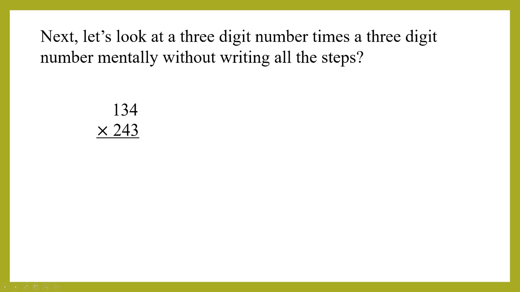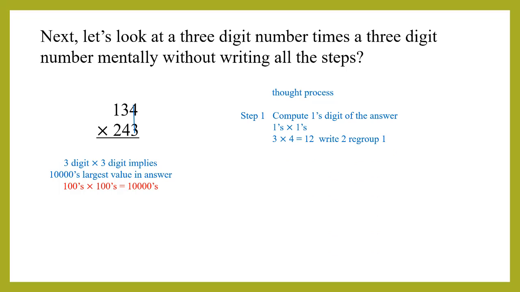Okay, so next, let's look at 3-digit number times a 3-digit number. So again, 3 digits times 3 digits implies 10 thousandths is the largest value in the answer this time, because hundreds times hundreds is 10 thousandths. So we start off the same way. Step 1, compute the ones digit of the answer. Ones times ones. 3 times 4 is 12. Write the 2, regroup the 1.